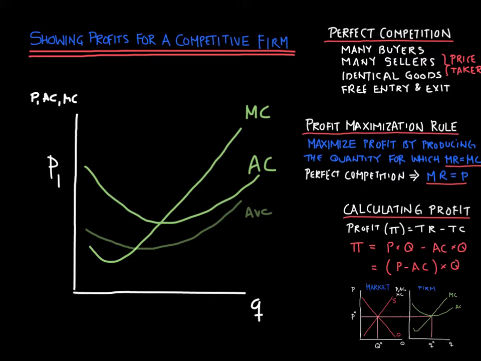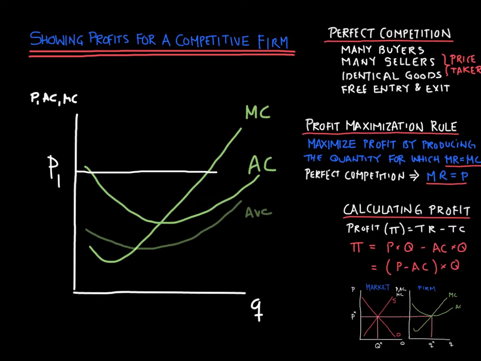The firm will then take that price and use the profit maximizing rule. The profit maximization rule is that the firm should produce the quantity for which the marginal revenue is equal to the marginal cost. But with perfect competition, the marginal revenue is equal to the equilibrium price because they always get the same price whenever they sell the good. So the firm will take this price, P1, and try to find the quantity for which the price is equal to the marginal cost.